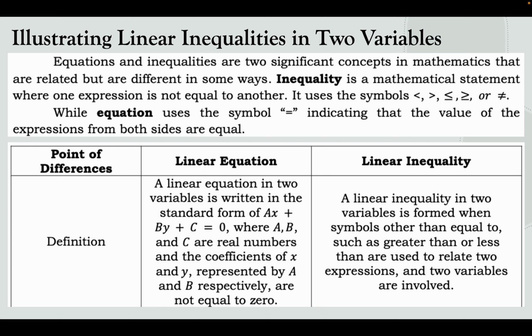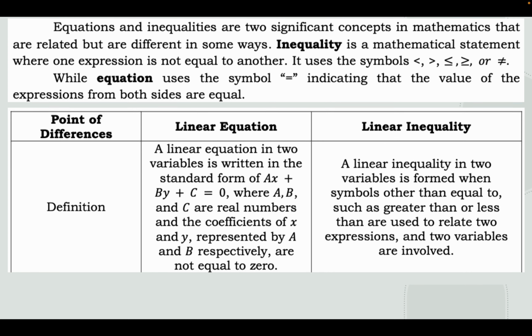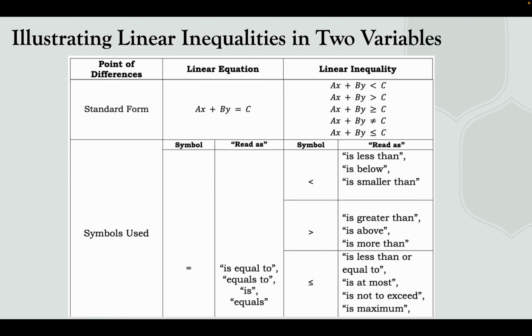While a linear inequality in two variables is formed when a symbol other than equal to, such as greater than or less than, is used to relate two expressions and two variables are involved. For the standard form, there is only one standard form for the linear equation: ax plus by equals c.